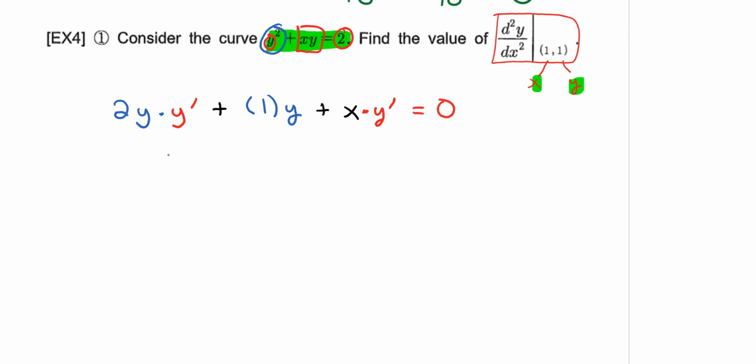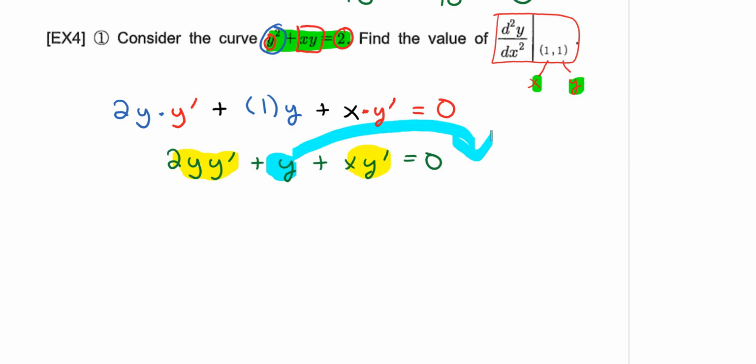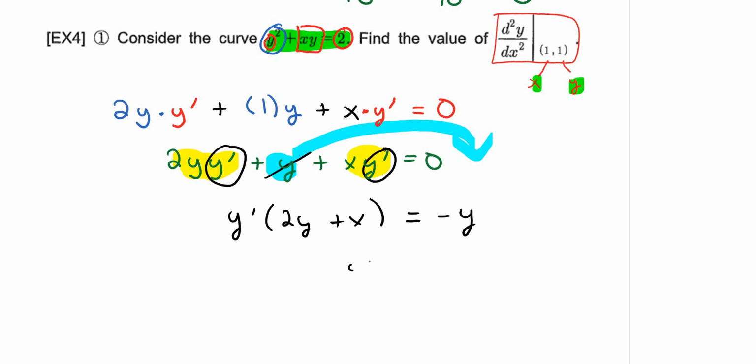Okay, so just cleaning this up here, this would be 2y times y prime plus y plus x y prime equals 0. And then the goal is you should try to isolate the y primes. And this term right here in blue, we should move that to the other side. So now I have negative y on the other side, so that term's gone. And then I should go ahead and factor out the y primes here and here. So if I factor out the y primes, I get y prime bracket 2y plus x. And then if I isolate for y prime, I get negative y all over 2y plus x.